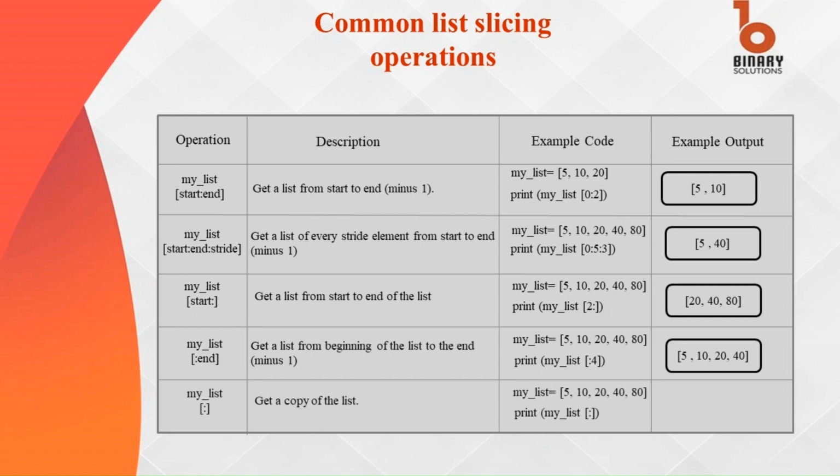Finally, the brackets colon operation creates a copy of the entire list, as shown in print my list [:], which returns 5, 10, 20, 40, 80. These slicing techniques are crucial for efficiently accessing and manipulating parts of a list in Python.